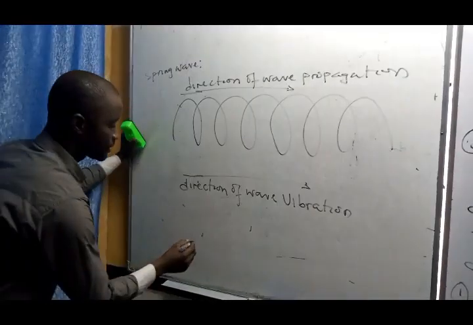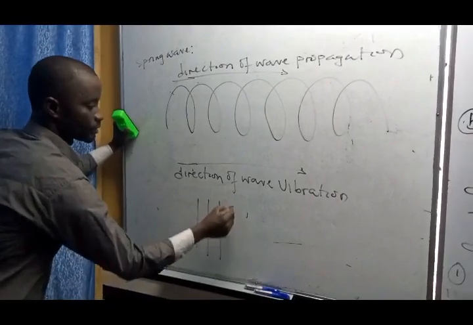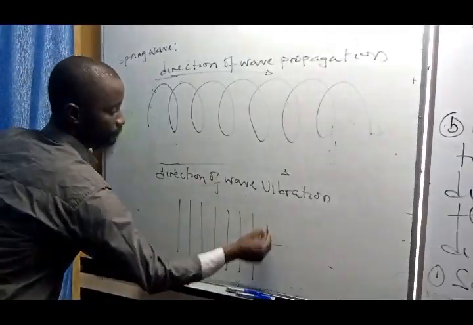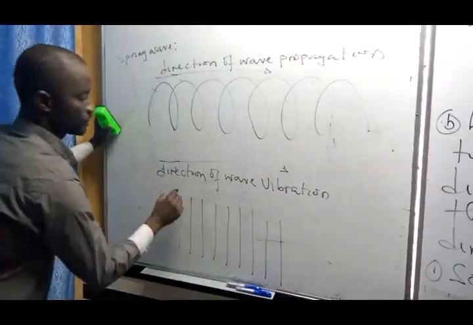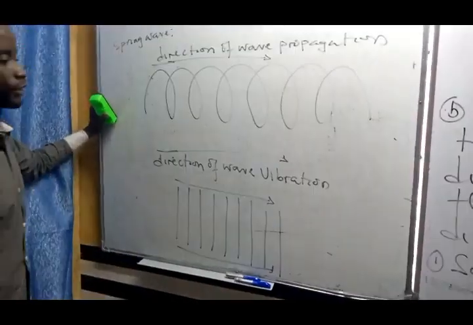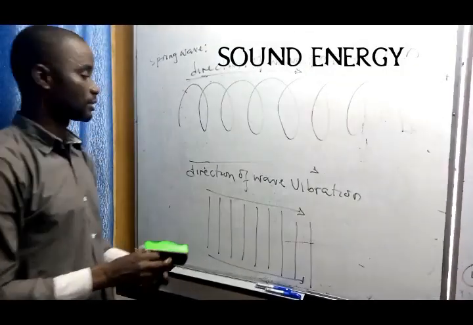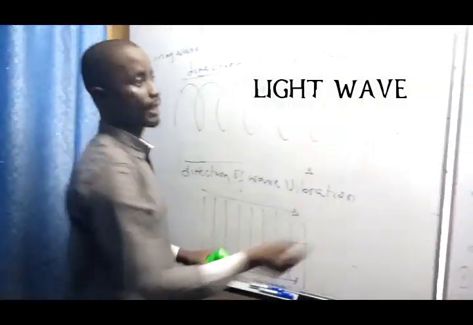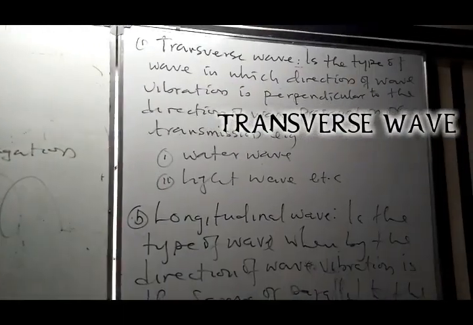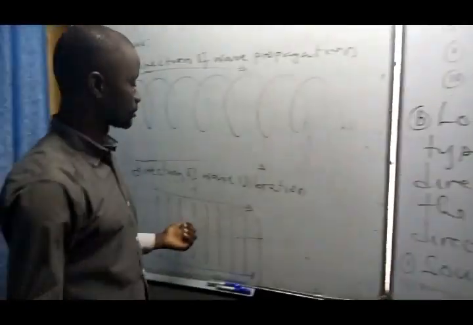Also, in the case of a sound wave, when the air molecules are at equilibrium, they are well arranged in this pattern. This is also the direction of vibration, and also the direction of what? Wave propagation. It's the same thing. That means that sound energy is a longitudinal wave, while a light wave is an example of what? Transverse wave. Because as time goes on, we are going to differentiate between light wave and what? And sound wave.